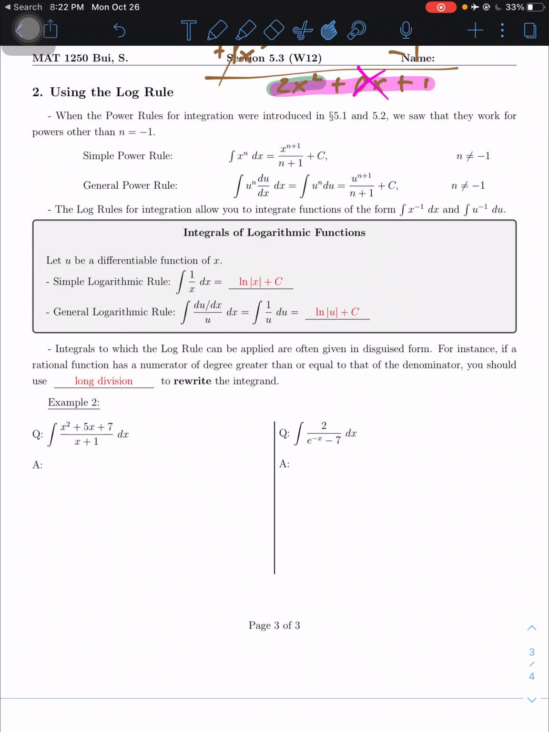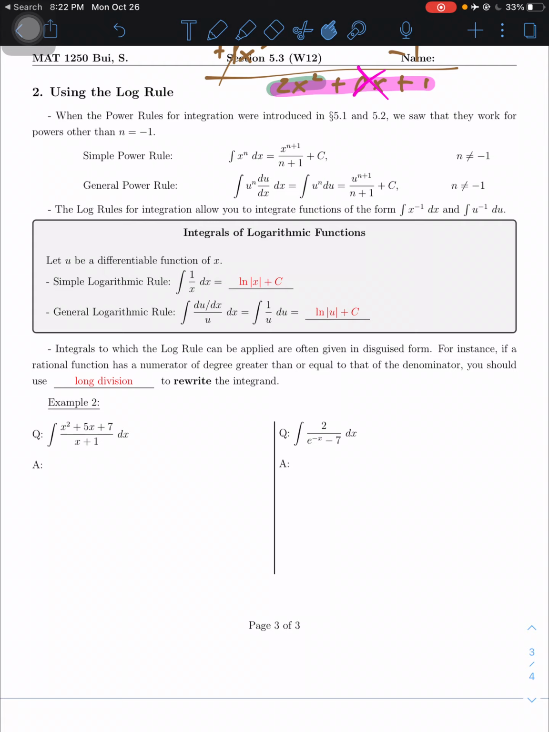So when the power rules for integration were introduced in sections 5.1 and 5.2, we saw that they work for powers other than -1, right? So anything would work, but if you have a power of -1, it's not going to work for the power rule. So how can we fix it? How can we do the integration of this?